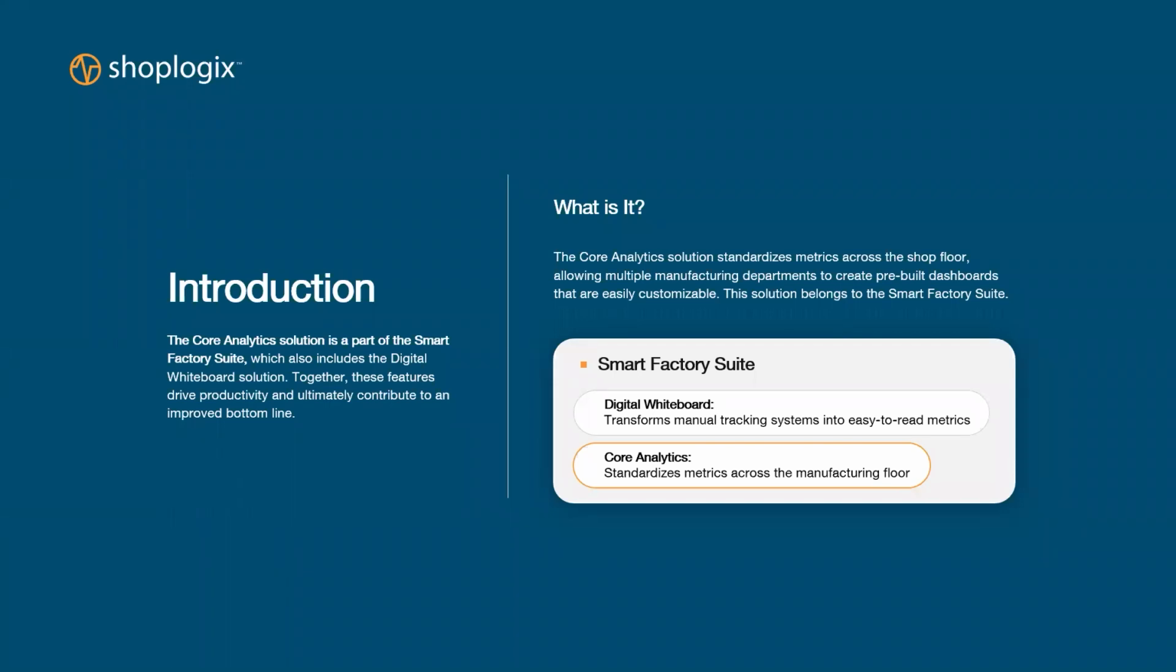So an introduction, the core analytics solution is part of what ShopLogics comprises as the smart factory solution. ShopLogics includes at its core the digital whiteboard, but the core analytics is what's built from the database structure and the data model that ShopLogics comprises from the manufacturing reality and what happens on the operations of the shop floor. It standardizes metrics across the shop floor. It delivers the same information to everybody within the organization through the accuracy in the collection of data.